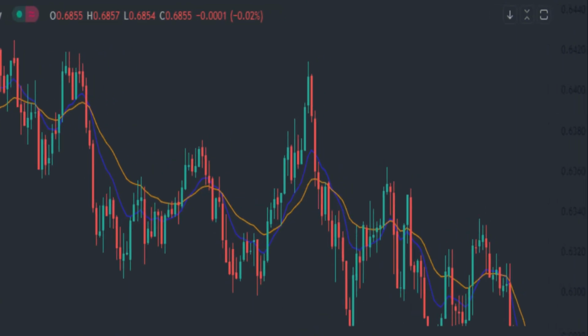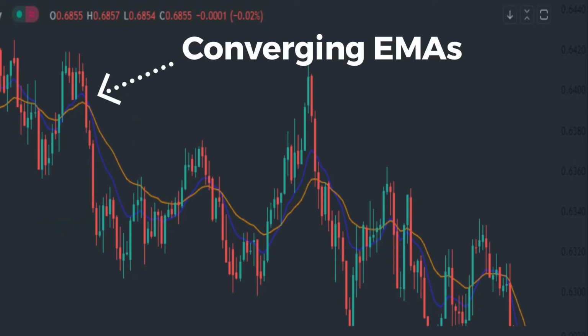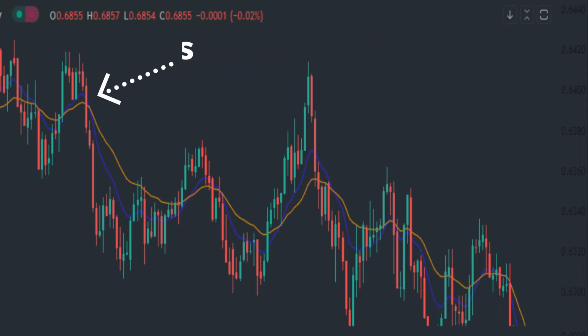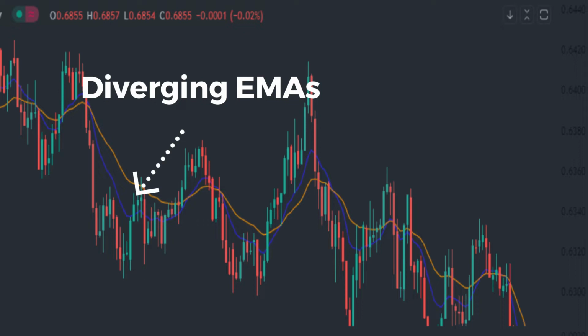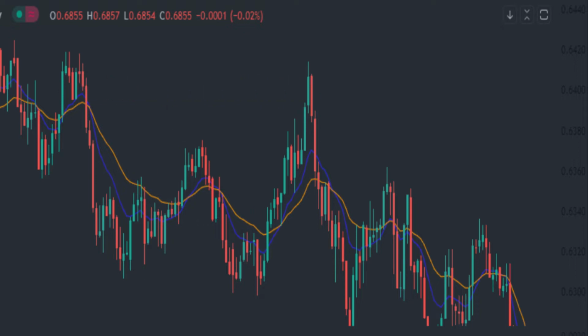The upper part of this chart contains two exponential moving averages of 12 and 26 periods. When the two exponential moving averages come together, they are said to be converging, and when they move away from each other, they are said to be diverging. The MACD will always show the relationship between the two moving averages.